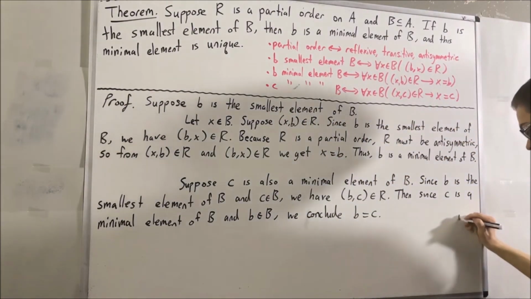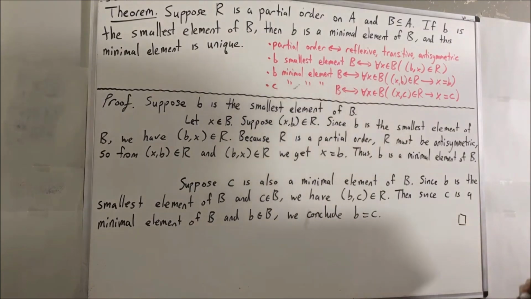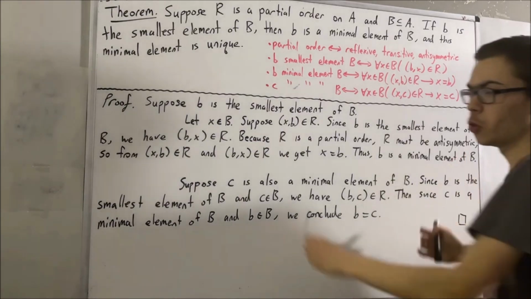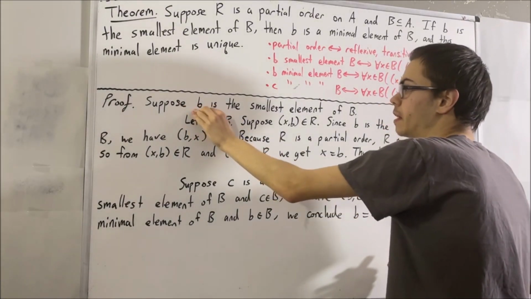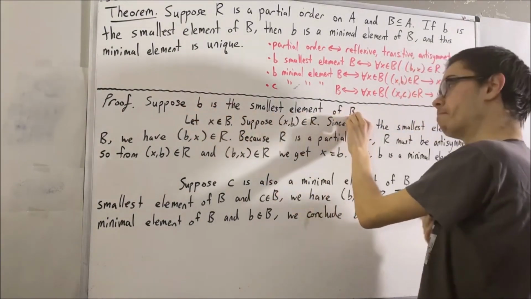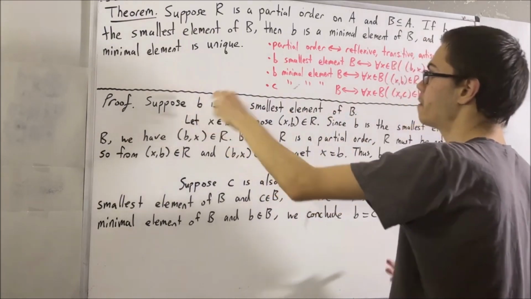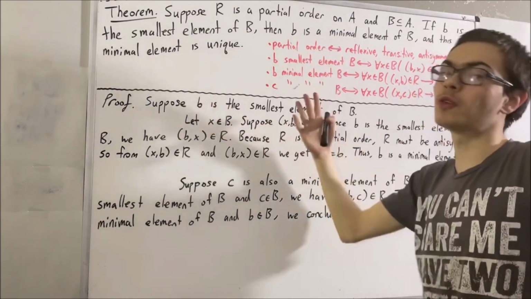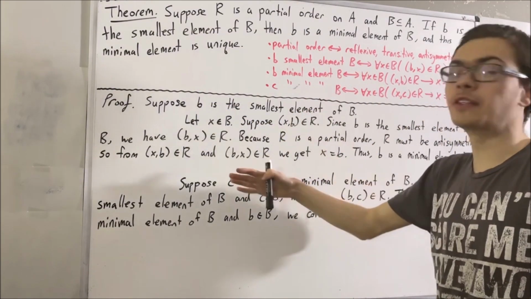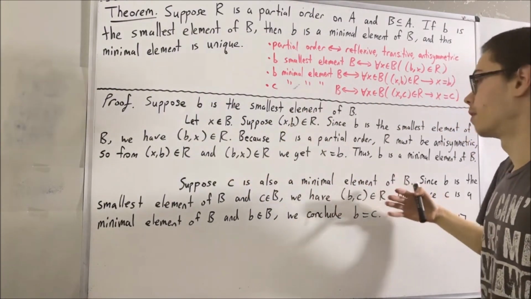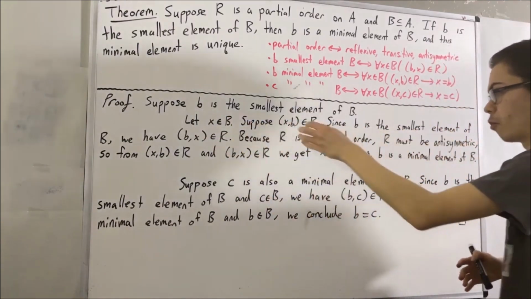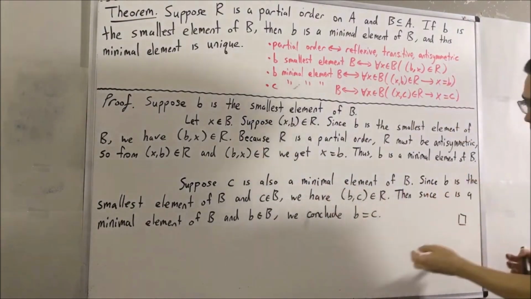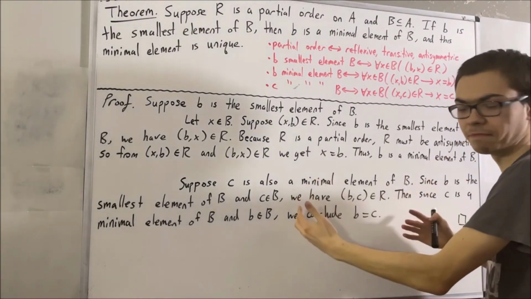And so this completes the proof. And the reason why this completes the proof is because, well, we started out by being given a smallest element in B, namely little b. And from there, we were able to prove that little b is a minimal element of B, and it's in fact the only minimal element of B. In this first paragraph, we were able to prove that b is a minimal element of B, and in this second paragraph, we proved that b is the only minimal element of B.